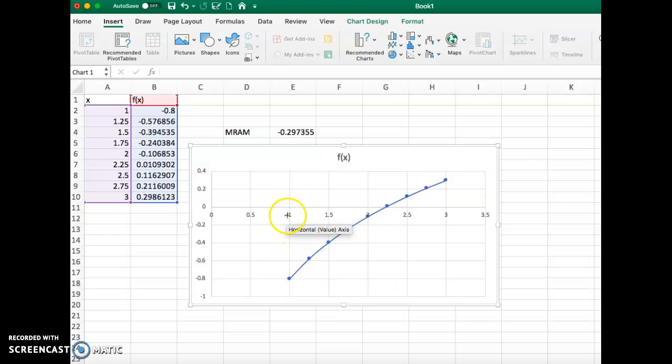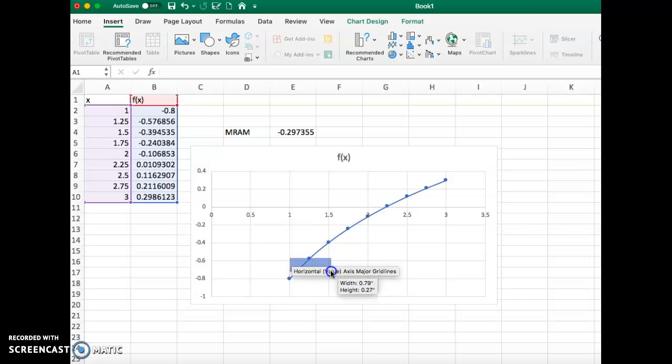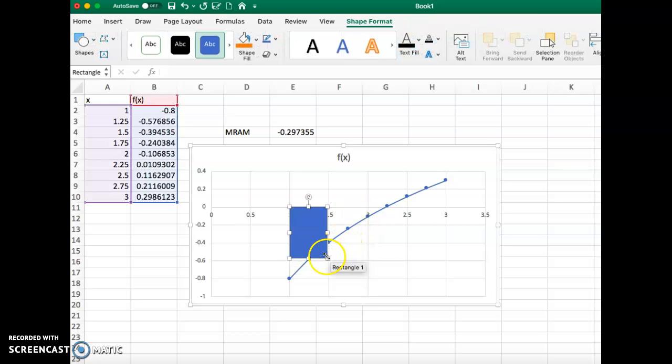So from 1 to 3, if we want 4 rectangles, we have to measure every half of an interval. But we want the middle of the interval, so we want to draw the rectangle. If you notice, we want the rectangles to look like this, actually going up to the x-axis, right?